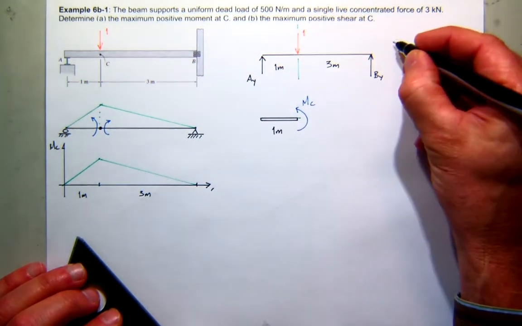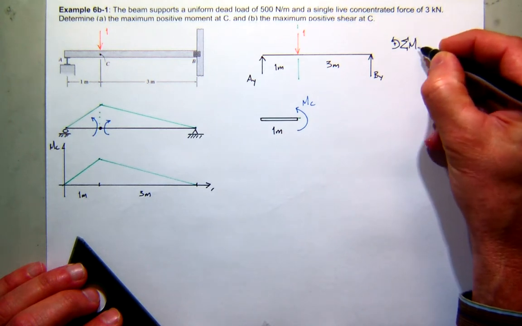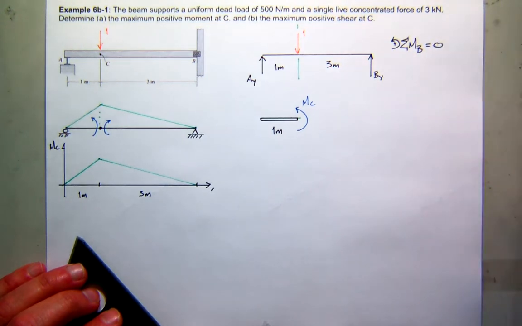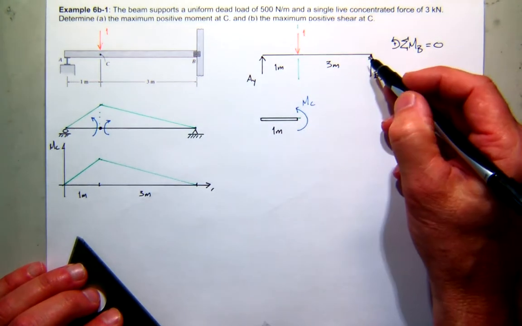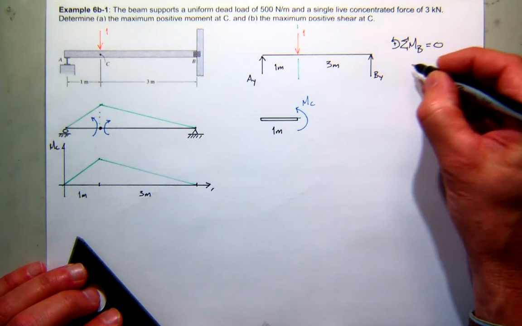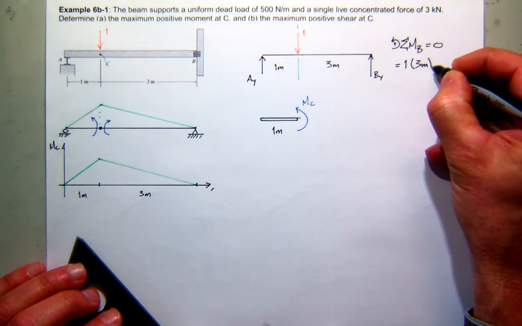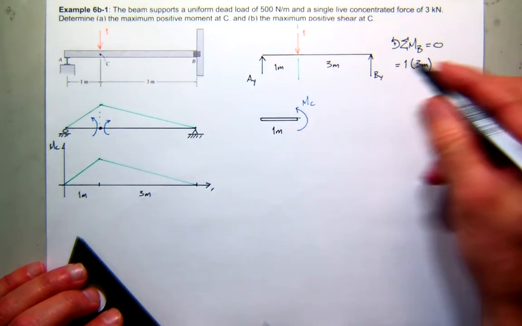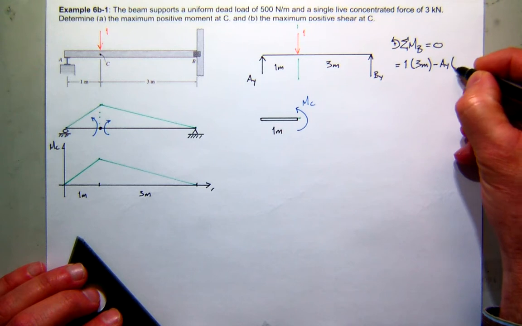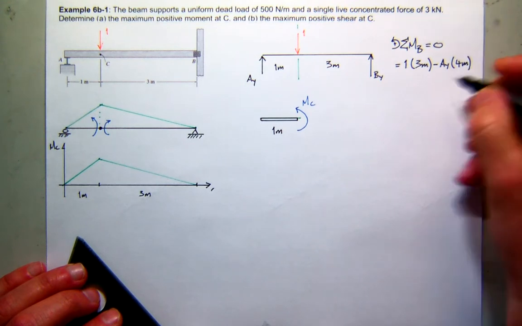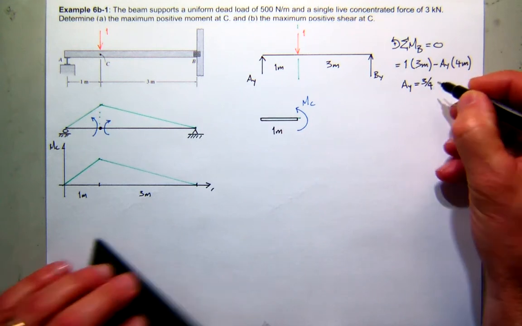So what is AY? Well, you've done plenty of these. If I sum moments about, say, B, and make sure I'm in equilibrium, I'll use the right-hand rule for my sign convention, I can easily find AY. So summing moments about B, my unit load creates positive moment. The force is 1, the distance is 3 meters. And then my AY reaction creates negative moment, and the moment arm is 4 meters. So it looks like AY is 3/4.